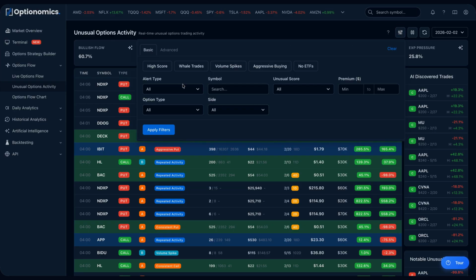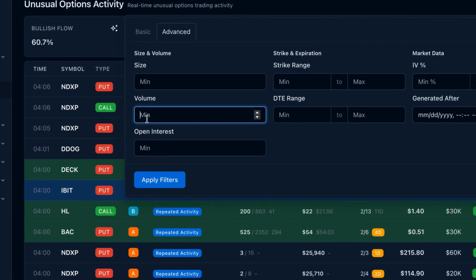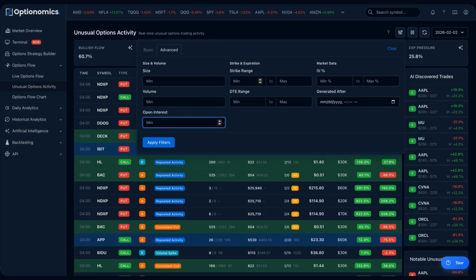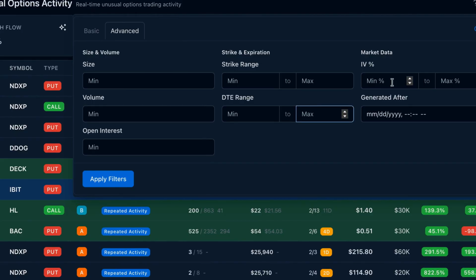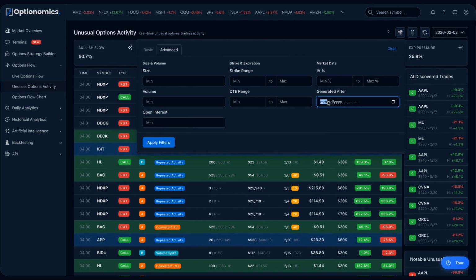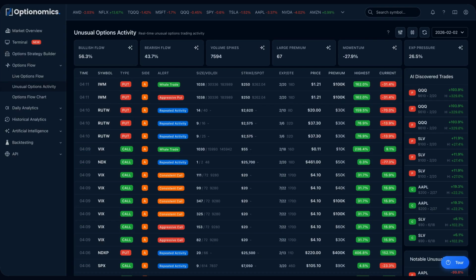You can also filter by calls or puts. You can filter by the stock symbol. Moreover, you can filter by which side of the trade. You can also filter by the unusual score. Here, you can set minimum or maximum premium. On the Advanced tab, you can filter by size, volume, or open interest. You can filter by strike range, DTE range, implied volatility percentage, and time of the day. This lets you get really specific and zero in on exactly what you want to see. To clear the filters, you can just hit the Clear button.